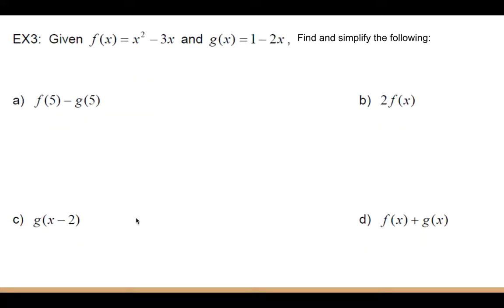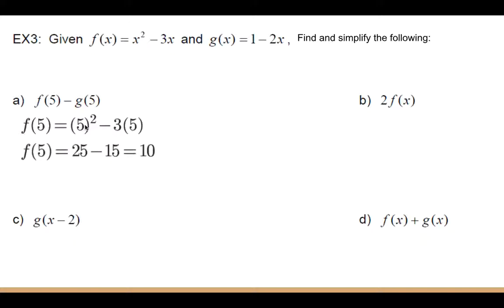Some examples. So if we wanted to find out f of 5 minus g of 5, we really just sub in 5 to this one and to this one. And we can do it separately. So sub in 5 everywhere you see x. So you get 5 squared minus 3 times 5. Make sure you put brackets. There's no negative sign here, but you should still have brackets whenever you substitute in. So you get 25 minus 15, which is 10. So this part of it, f of 5, is 10.